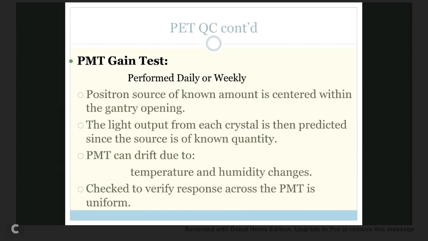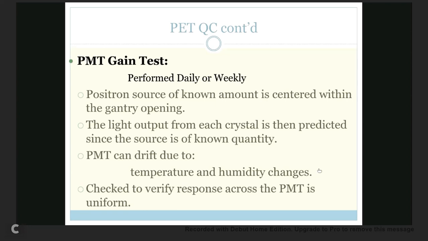All right, so then you have your PM tube gain test, and that's performed daily or weekly. A positron source of a known amount is centered within the gantry opening. The light output from each crystal is then predicted since the source is known. And then you have your PM tube drift due to temperature and humidity changes, which makes sense. It's the same thing as the gamma camera. We want to make sure that the temperature and humidity stay the same at all times. Okay?